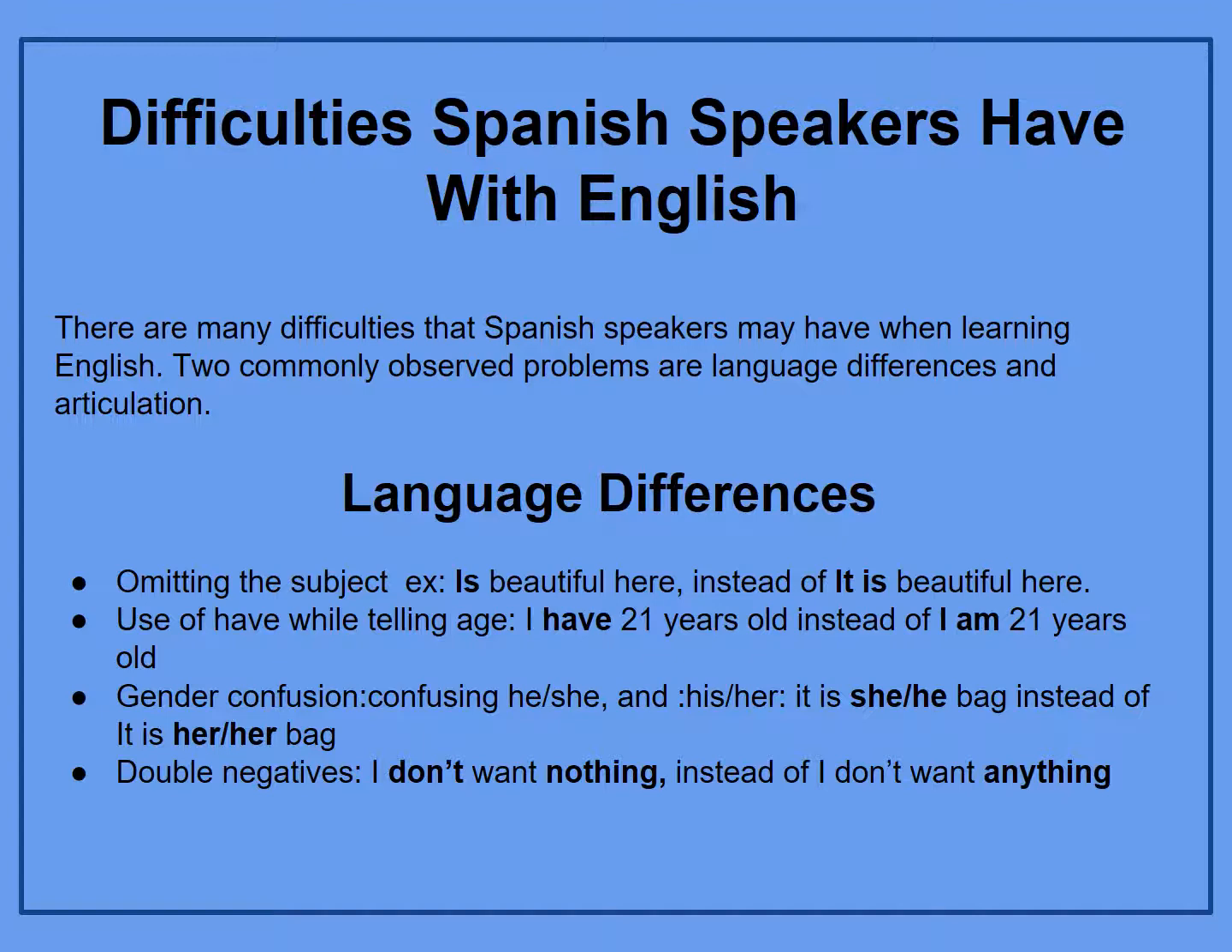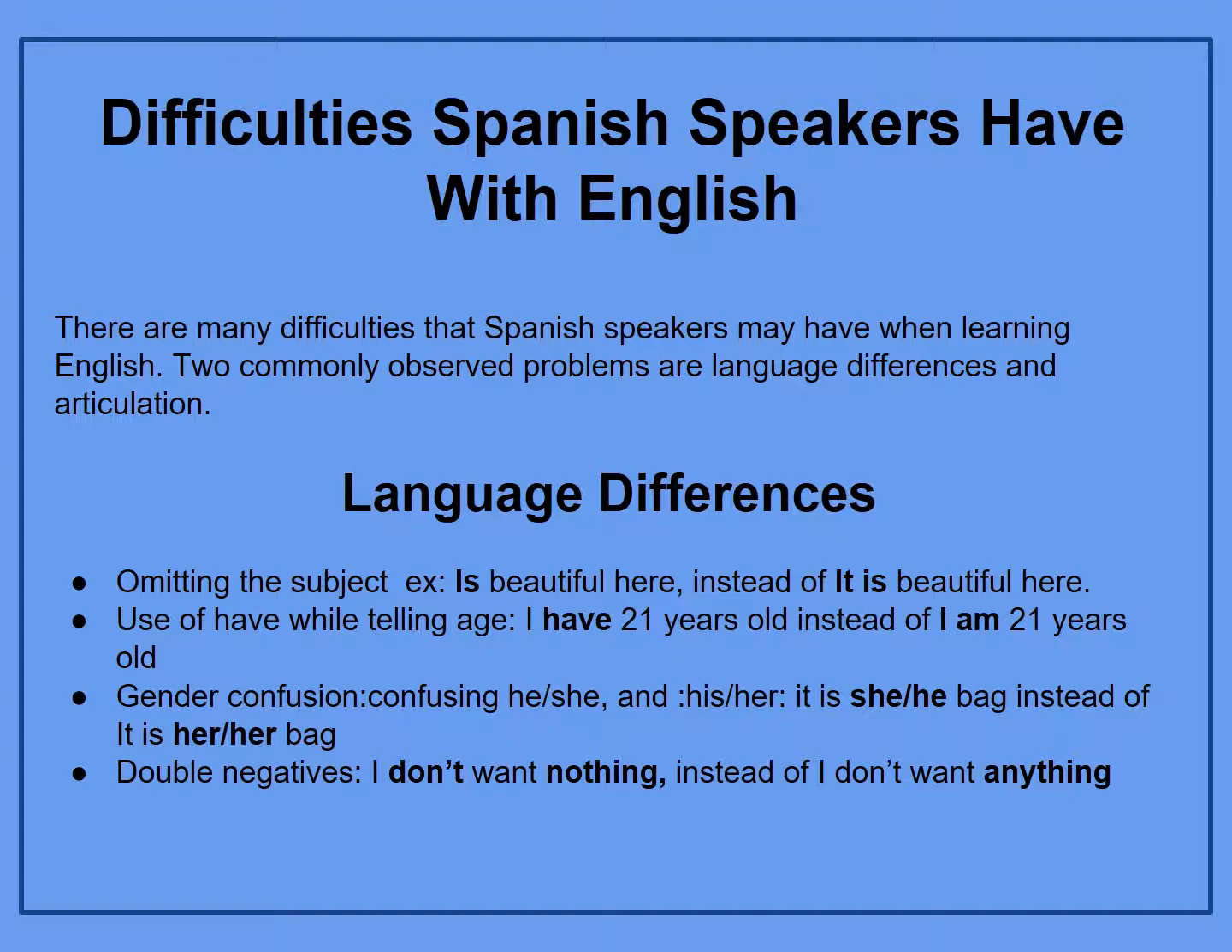Next, gender confusion. Spanish speakers get confused when it comes to words like him, her, he, she, because the Spanish pronoun is su and represents both masculine and feminine. An example would be, in Spanish, we would say, it is she bag, instead of it is her bag.